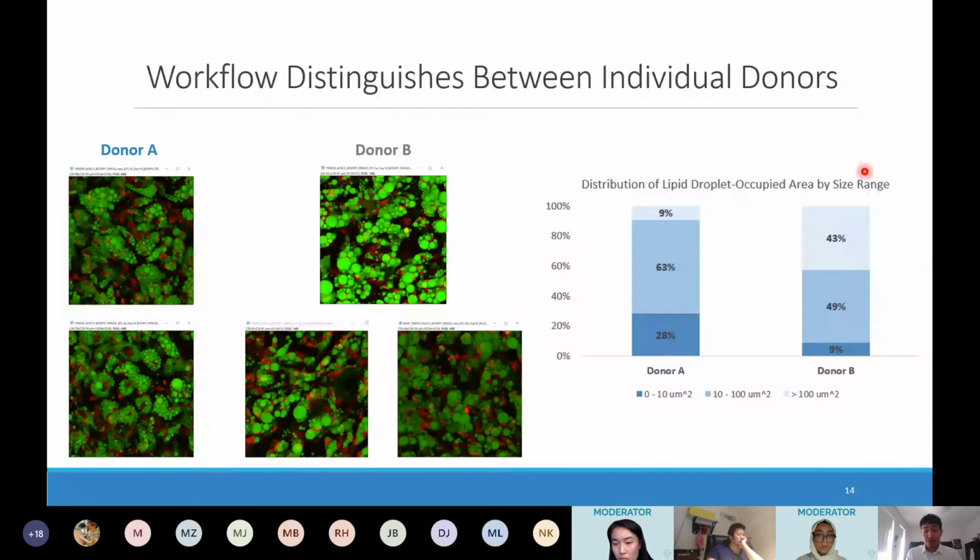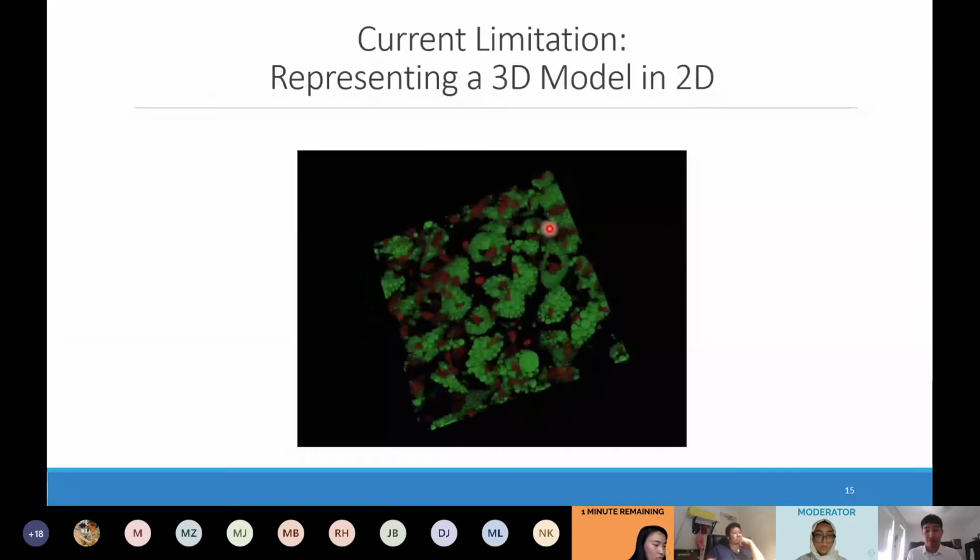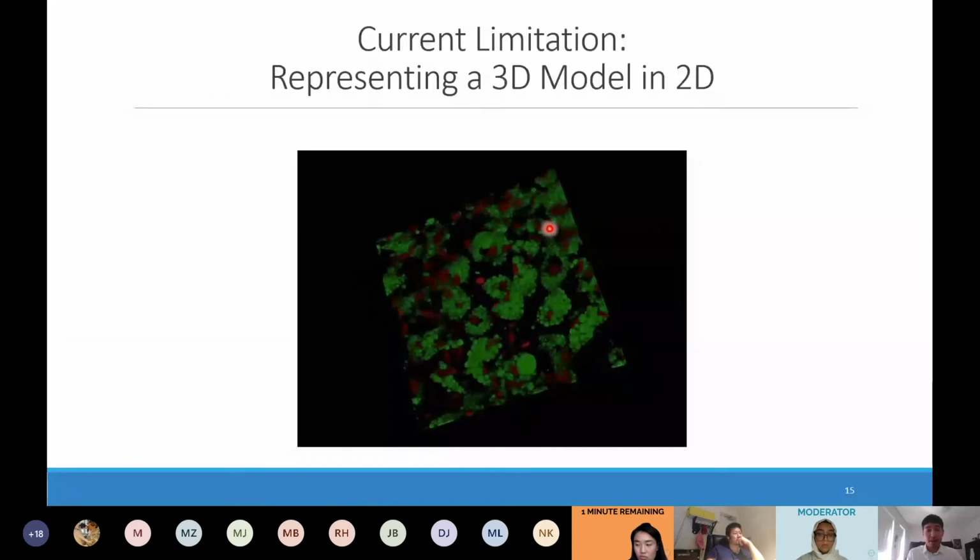And to address our current limiting steps, because we are doing a maximum projection, which takes what is inherently a 3D model and transforms it to a 2D space, that does provide a limitation that if certain lipid droplets were one on top of each other, then they would be projected onto the same XY plane. And that's one of our future steps.